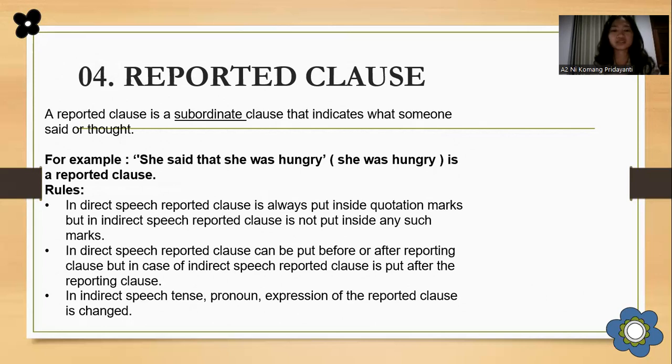Okay, so here are the rules of reported clause. In direct speech, the reported clause is always put inside quotation marks, but in indirect speech the reported clause is not put inside any such marks. In direct speech, the reported clause can be put before or after the reporting clause, but in the case of indirect speech, the reported clause is put after the reporting clause. In indirect speech, the tense, pronoun, and expression of the reported clause are changed.